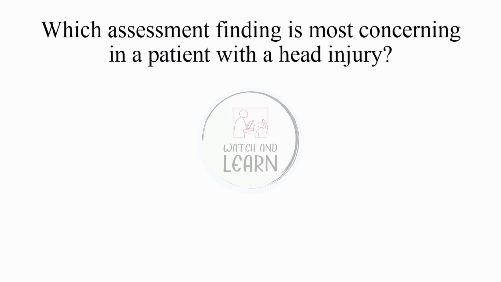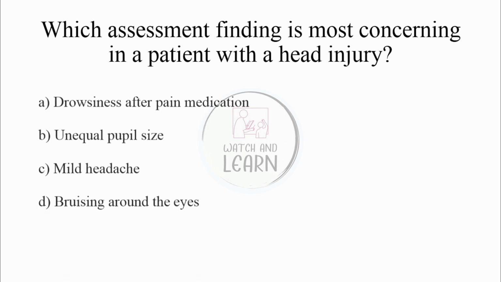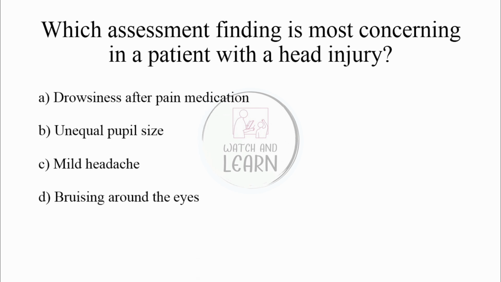Which assessment finding is most concerning in a patient with a head injury? Options are option A, drowsiness after pain medication. Option B, unequal pupil size. Option C, mild headache. Option D, bruising around the eyes. The right answer is answer B, unequal pupil size.